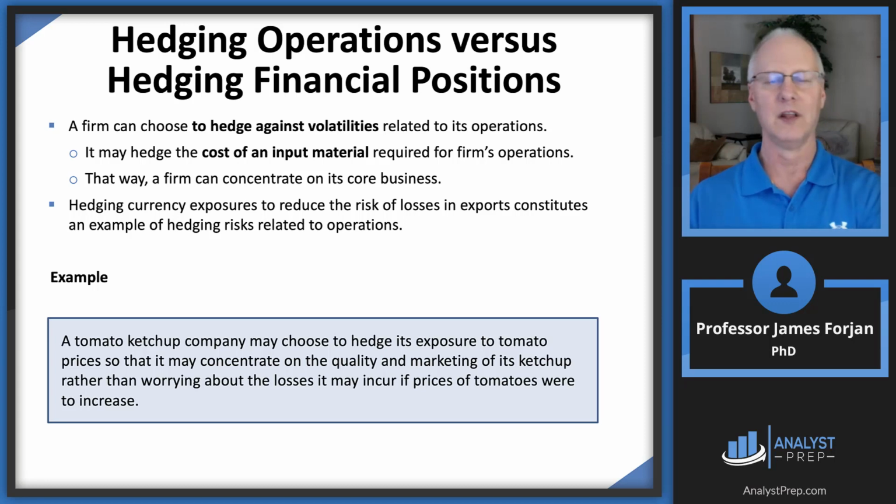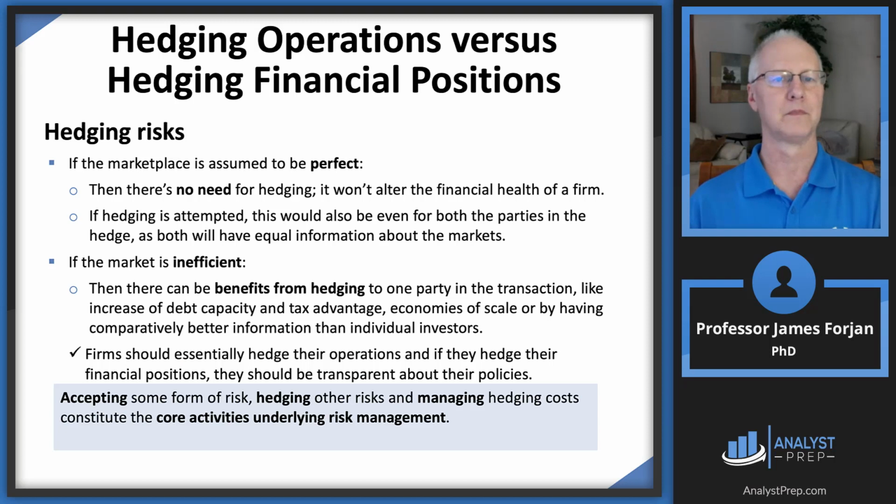It's clear that the firm ought to use some kind of a forward contract. But hedging currency exposures is going to reduce the risk of losses. Clearly, it's going to reduce the risk of losses. And so there's an example of a tomato ketchup company. And this is exactly what I was talking about. All right, here we go.